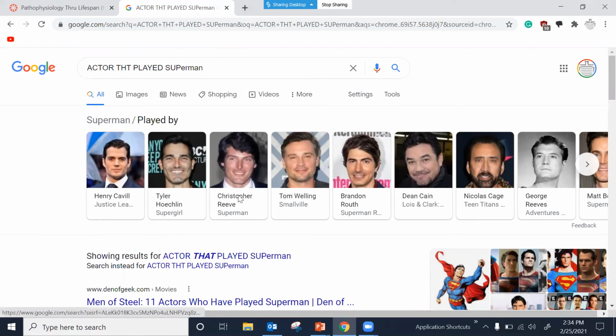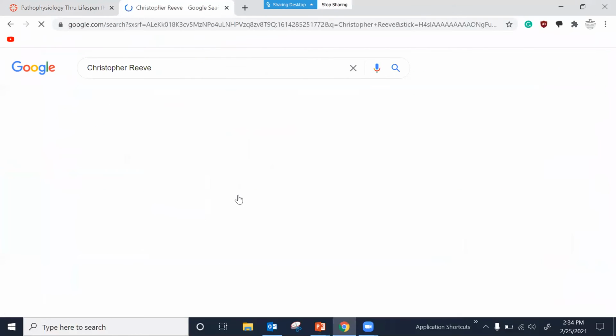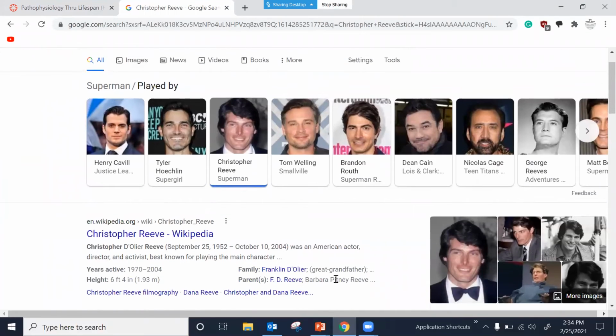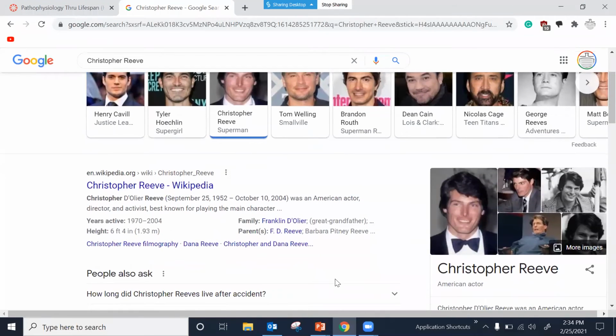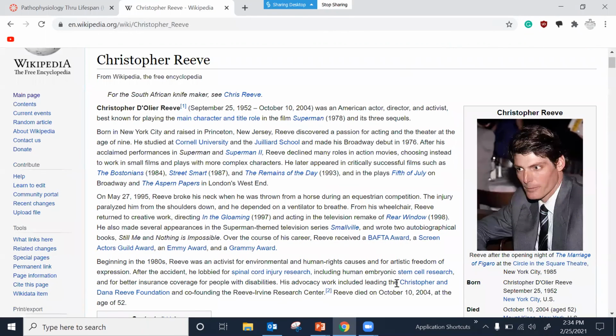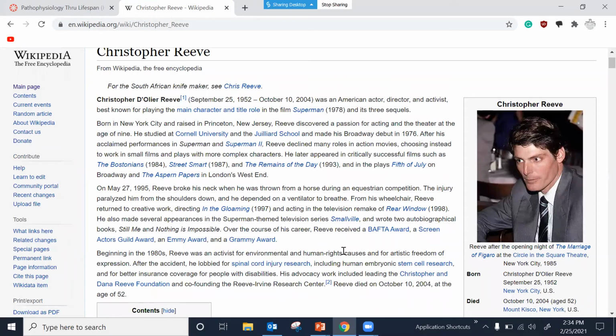Christopher Reeve, yes, that guy. Oh, so he died way back in 2004. He's a cool dude though, because he didn't let his spinal cord injury take him down, and he spent the rest of his life spending a ton of money on spinal cord research.